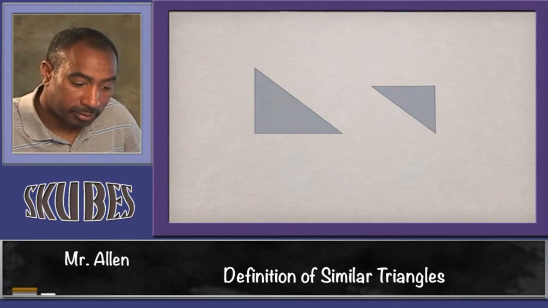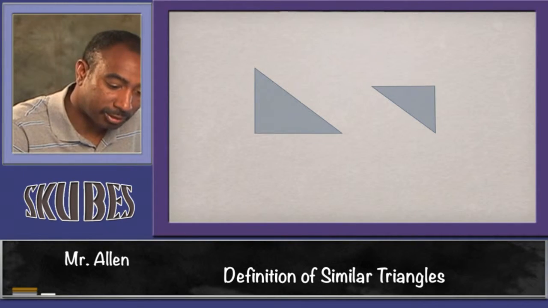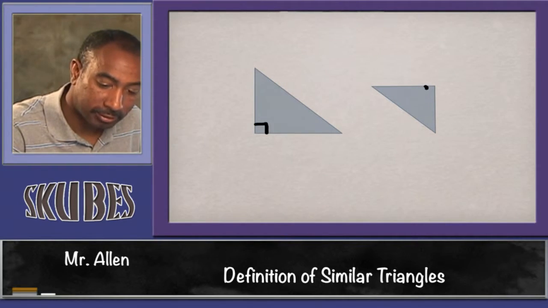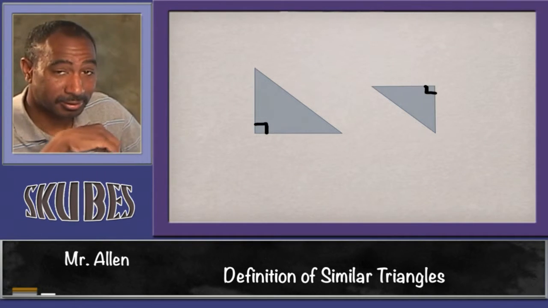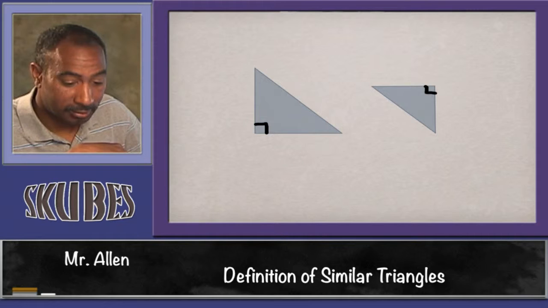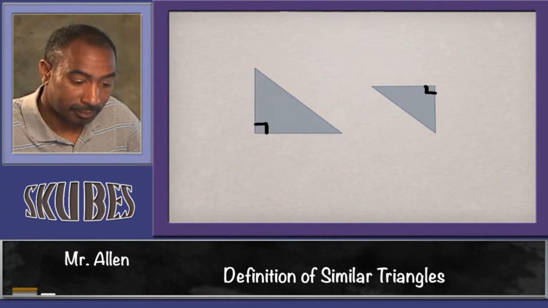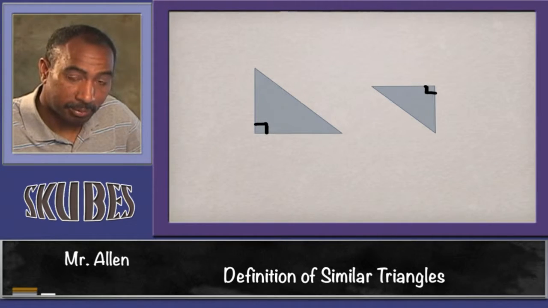All right, are these two triangles similar? Let's say they're both right triangles. Does that guarantee that all right triangles are similar? Not necessarily. It depends on, the corresponding angles have to be the same measure, and the sides must be in proportion.